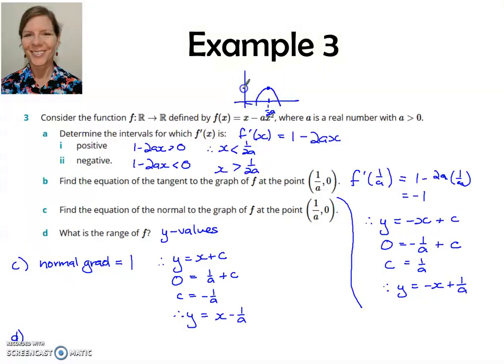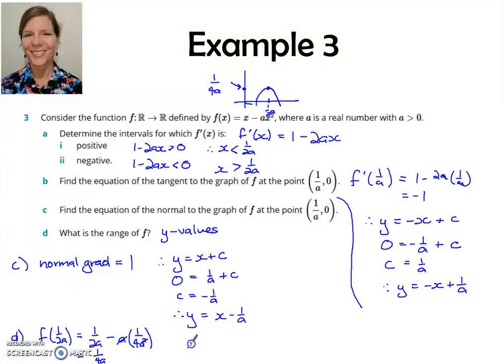So we just need to find that, which means simply substituting 1 on 2a back into your original function. So we want f at 1 on 2a. If you work that out, you've got 1 on 2a minus a times 1 on 4a squared, because remember this is 1 on 2a all squared. That cancels with one of those. You've got a half take a quarter, so my 1 on 4a. So that's this value here now. That's the y value, it's 1 on 4a.